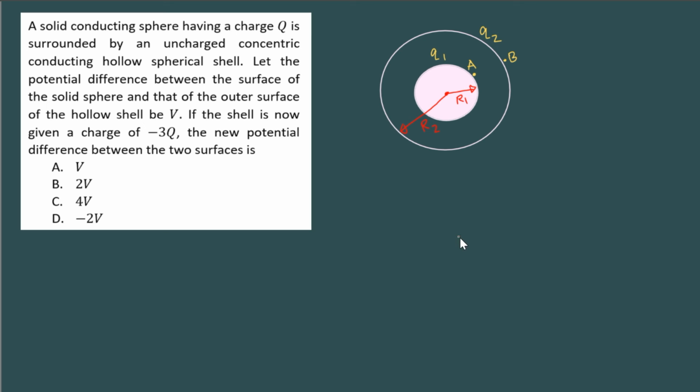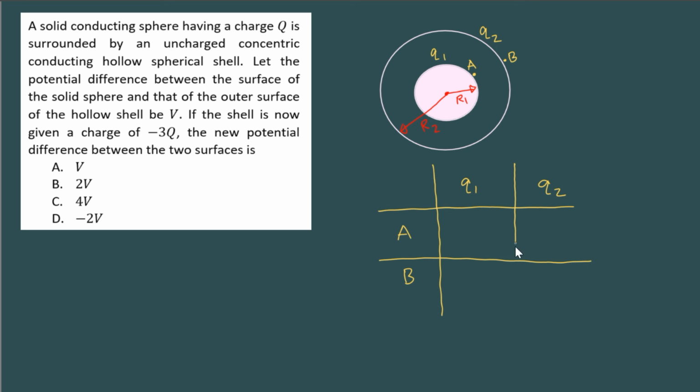Now at these 2 points, both the charges will provide potential. So if I'm trying to calculate the potential at A and at B, I have to look at the contribution of both of them. So let's take a small table here. Charge Q1 provides potential at A as well as B, and then charge Q2 also provides potential.